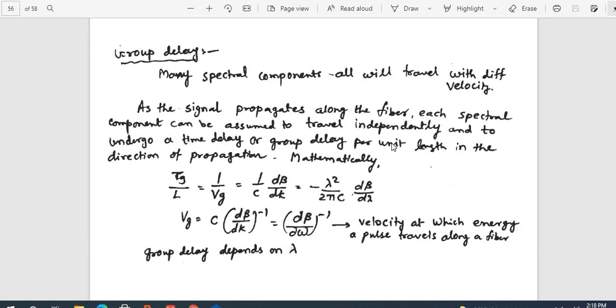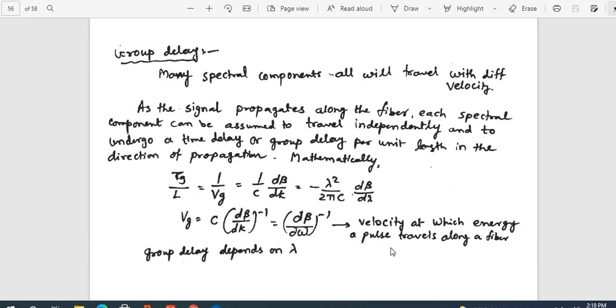Mathematically, we can write group delay this way. We have already derived this. Tg by L is equal to 1 by Vg, which is 1 by C d beta by dk. If you want to write k in terms of lambda, then it is minus lambda square by 2 pi C d beta by d lambda, and Vg we can write in this format as well. So we obtain Vg equals C into d beta by dk to the power minus 1. If you take the reverse of it, it will be minus 1. This is 1 by Vg, right? If you take the reverse of that, you take a minus 1.